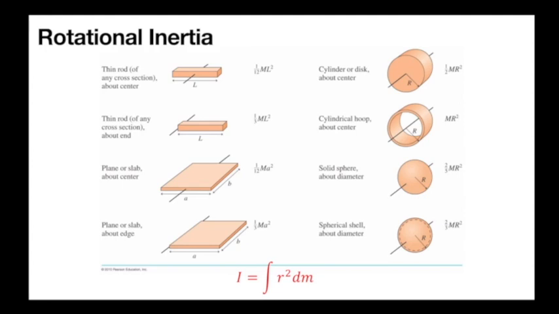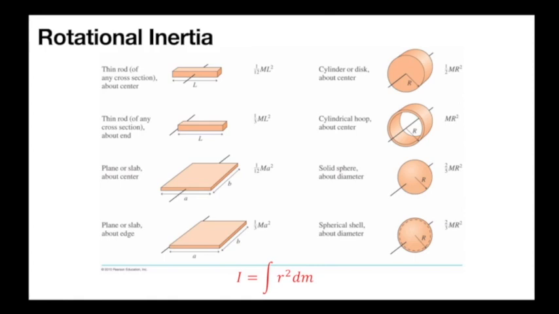So that's not really something you have to memorize, but it's good to get an idea for what types of shapes and what arrangements of shape and rotational axis give you an increase or a decrease in rotational inertia. Okay, so that's just a review of what we've done so far. These are our building blocks.